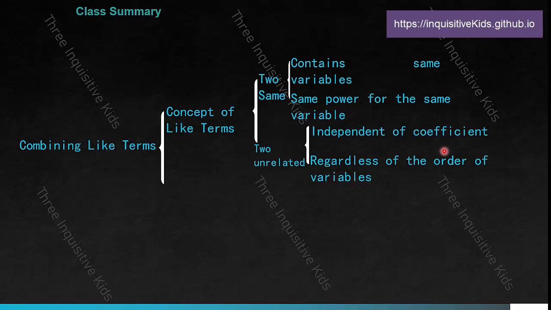And then two unrelated, which was independent of coefficient and regardless of the order of variables. So these have to be the same. And so there are two similarities between like terms that you have to know and two unrelatednesses. So independent of coefficient, you don't even have to look at the coefficient, just look at the variable part. And regardless of the order of the variables, you don't have to look at what order the variables are in. They're just multiplication, and you can always use the commutative property to switch them up a little. So it is regardless of the order of variables.